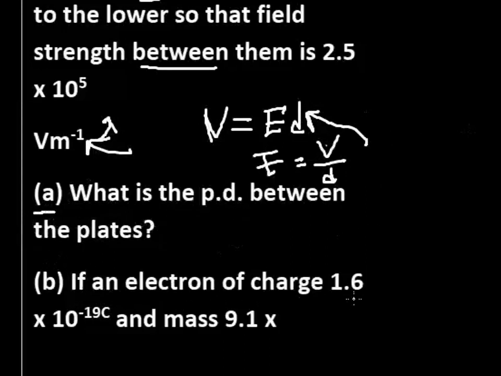Then part B, if an electron of charge 1.6 times 10 raised to power minus 19 coulombs and mass, that's not for now, but let's solve this first. The question is, what is the PD between the plates?